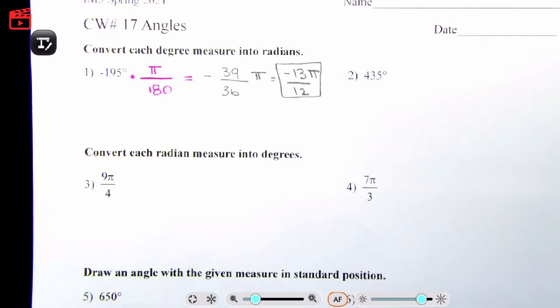Now, you don't have to write the word radians. If you include pi, it is assumed that it is radians. It has to be radians if it has pi in it.